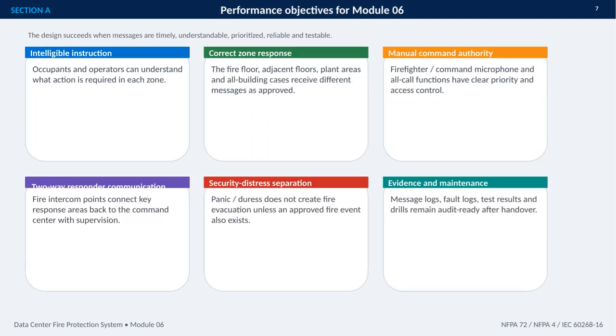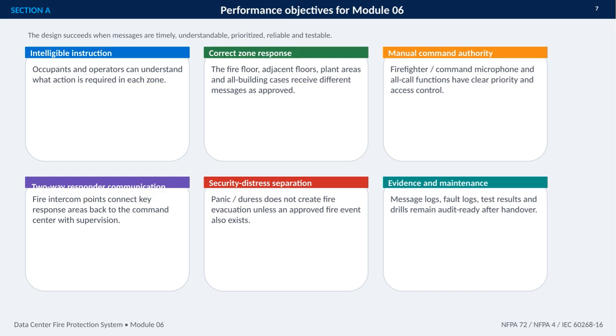This slide defines the performance objectives for Module 06, focused on the data center fire protection system. The design succeeds when its messages are timely, understandable, prioritized, reliable, and testable. First, instructions must be intelligible, so occupants and operators can clearly understand the action required in each zone. The system must also provide the correct response for the fire floor, adjacent floors, plant areas, and all building conditions, using the approved message for each situation.